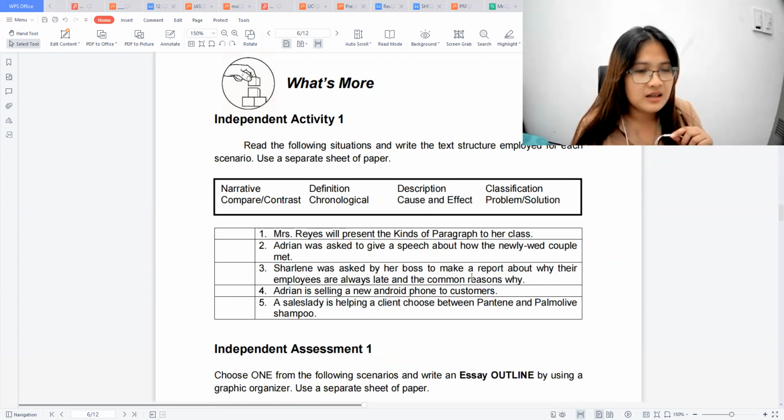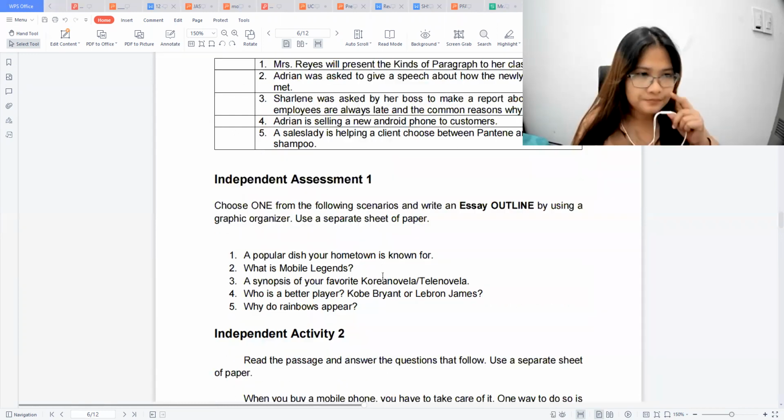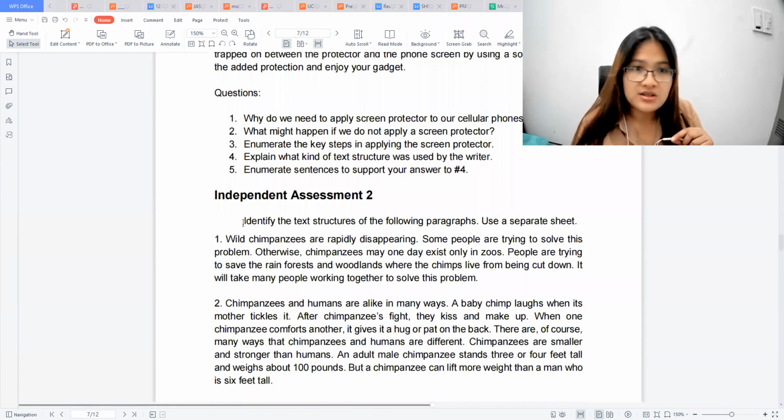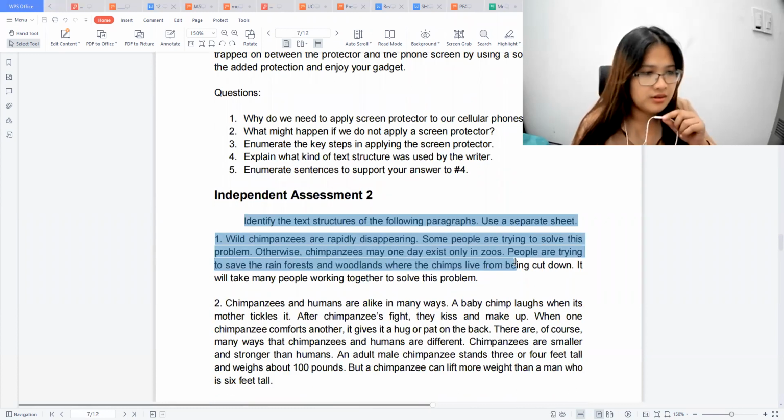Next, Charlene was asked by her boss to make a report about why their employees are always late and the common reasons why. So, ito, may keyword tayo, why. Kapag why, may reason. Kapag may why, may cause. So, cause and effect. Okay? Next, choose one of the scenarios and write an essay outline by using a draft for the manager. Sige, kayo nila yan. Okay? So, identify the text structures. Check natin kung naintindihan mo.